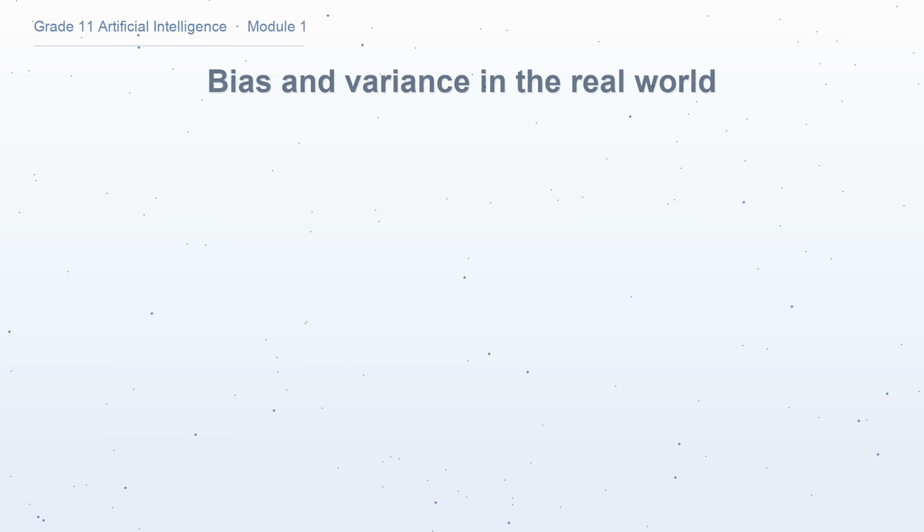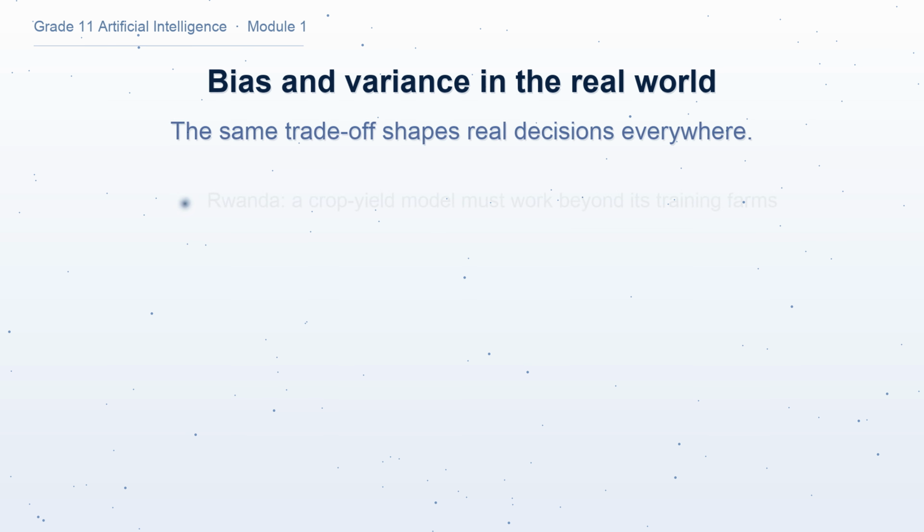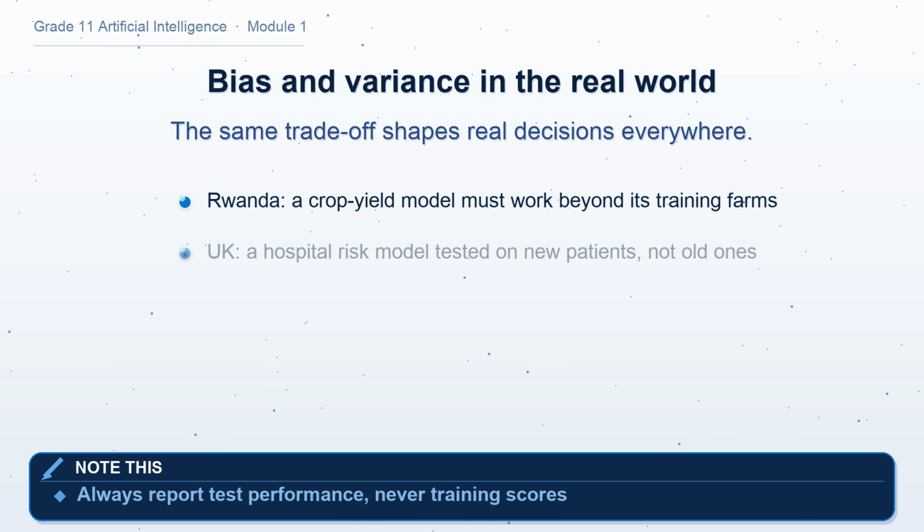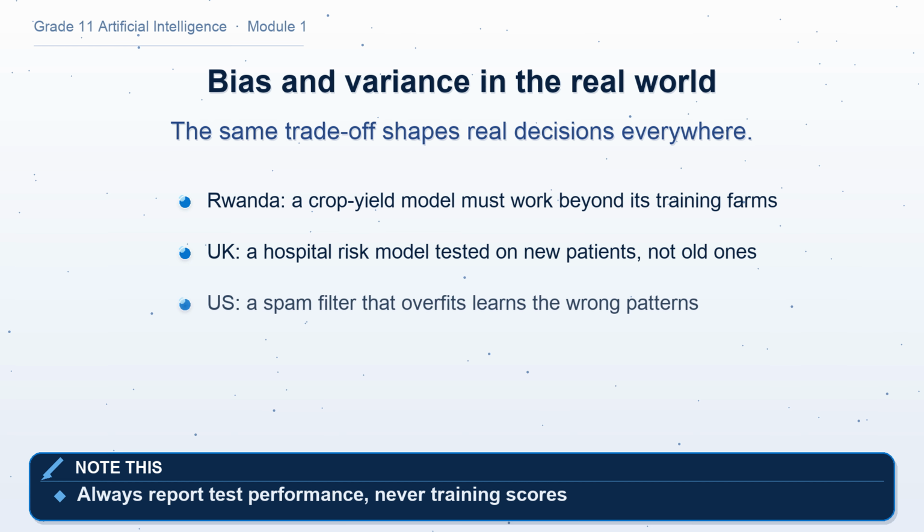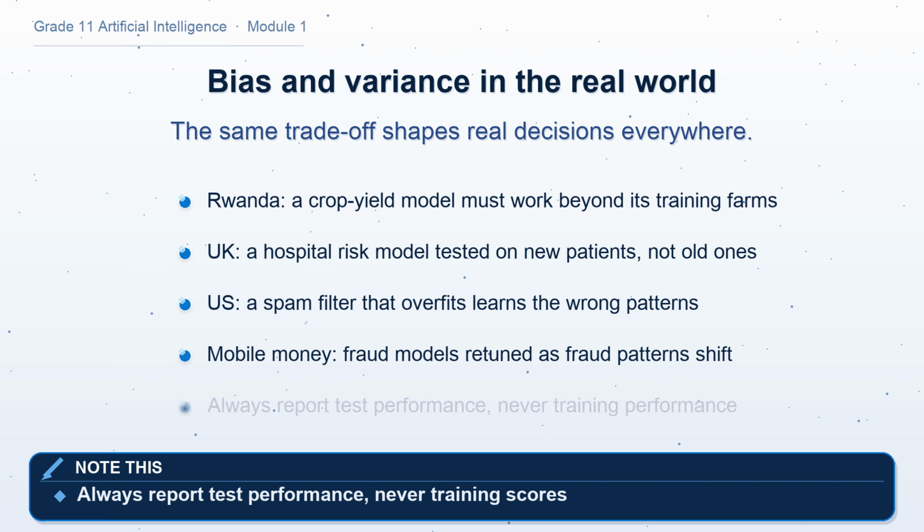In Rwanda, a crop yield model trained on a few districts must still work on farms it never saw, or it is useless to a planner. In the United Kingdom, a hospital risk score is judged on new patients, never on the patients it was built from. In the United States, a spam filter that overfits memorizes yesterday's spam and misses tomorrow's. And a mobile money fraud model must be retuned as fraudsters change their tactics because the world does not stand still. In every case, the rule is the same. Report how the model does on unseen data, never on the data it learned from.